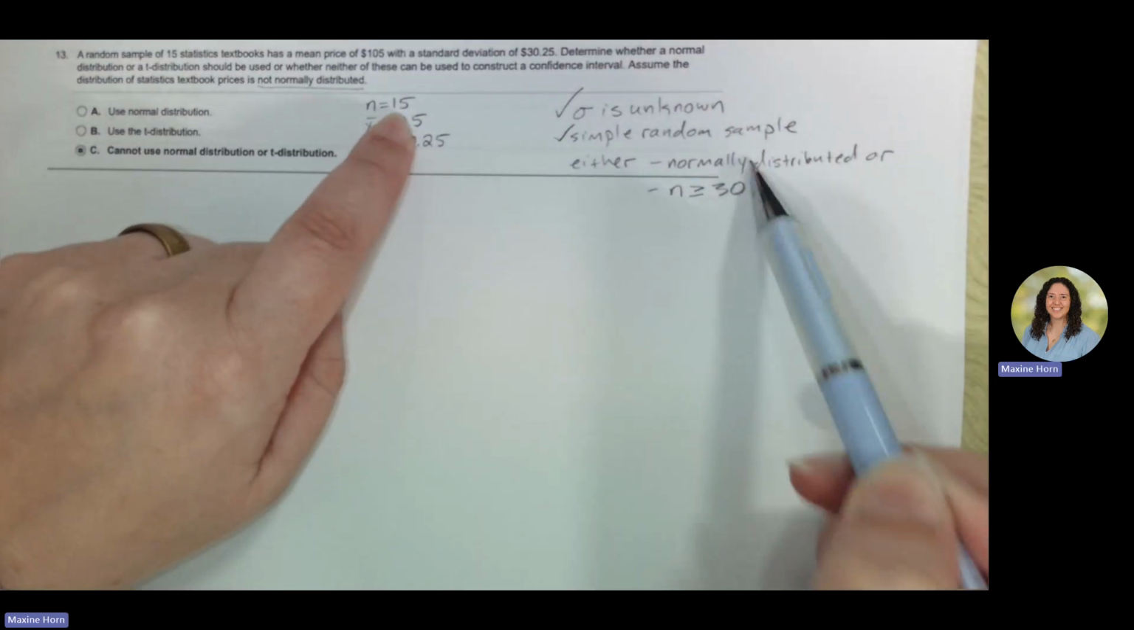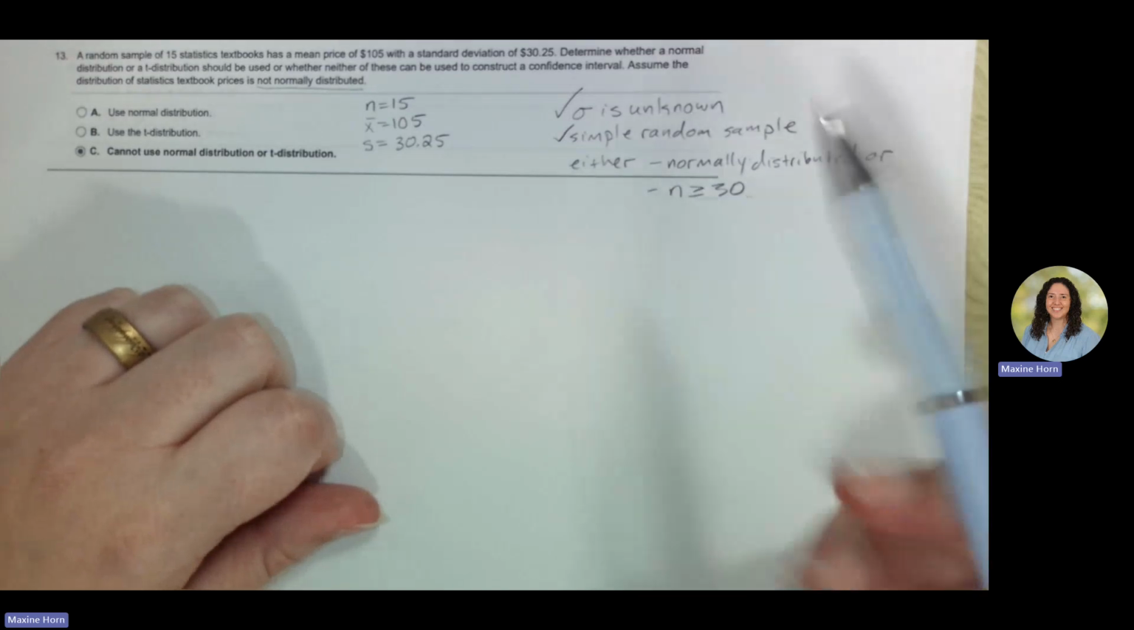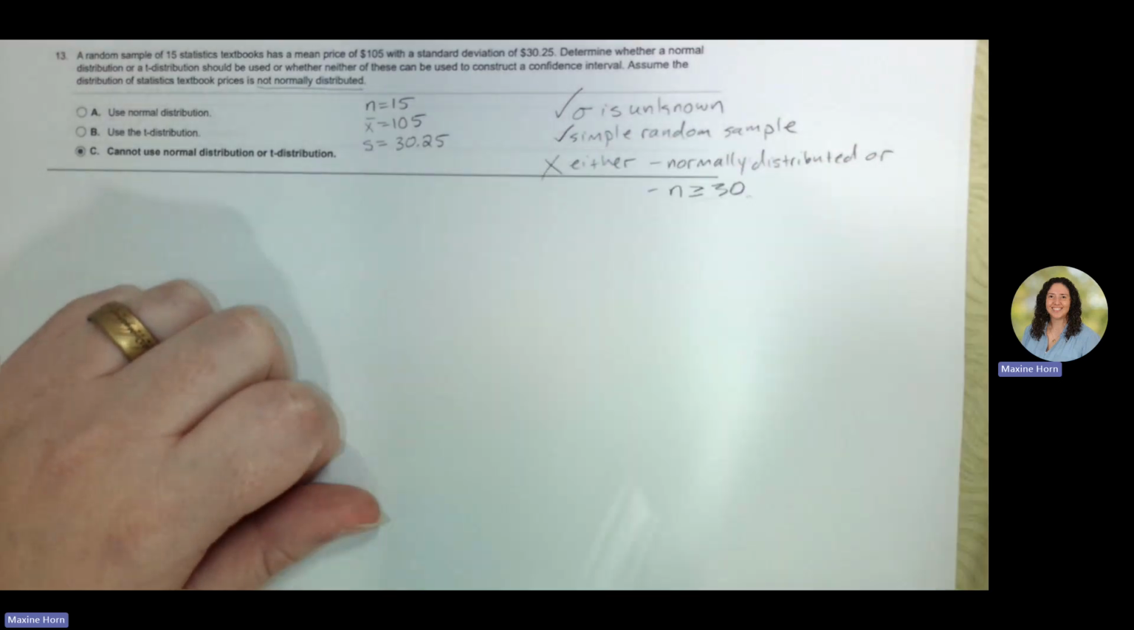We can't put a check mark on either of these because our sample size is not greater than or equal to 30. So that requirement is not being met. And that's why we cannot use either, because we're not meeting the requirements for either. Okay. All right.